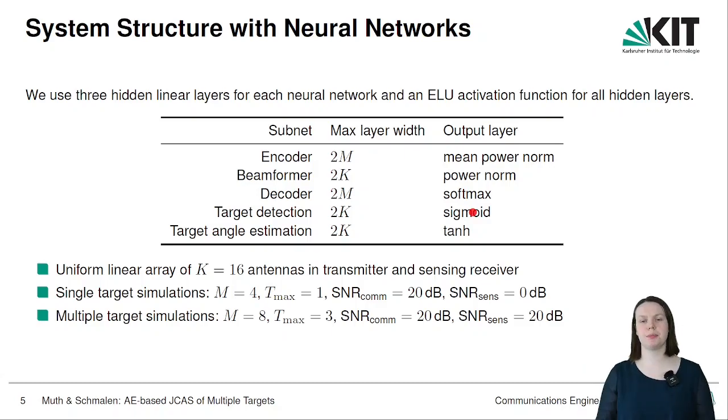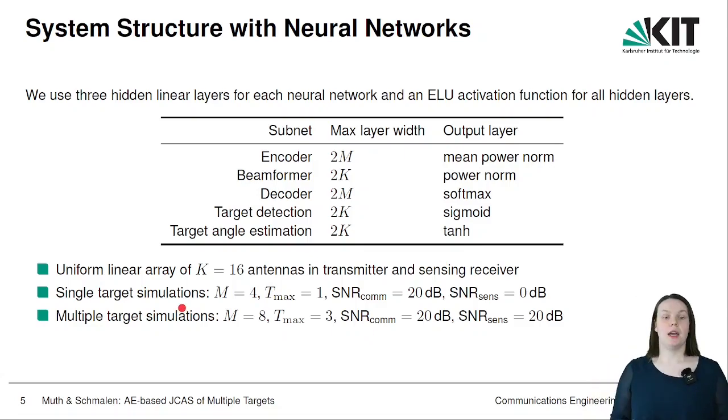It's kind of similar to the decoder with the softmax approach, but our target detection is encoded quite a little bit differently, but we'll get into that later. And then lastly, the target angle estimation also has a maximum layer width of 2K, and we have a tangent hyperbolic output layer, because we just want some angle estimates.